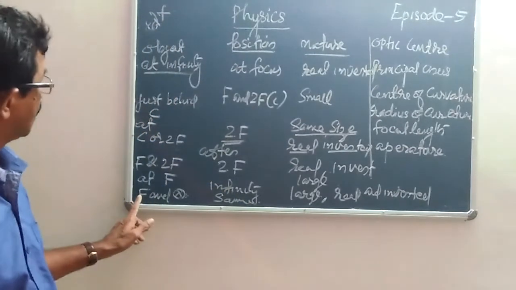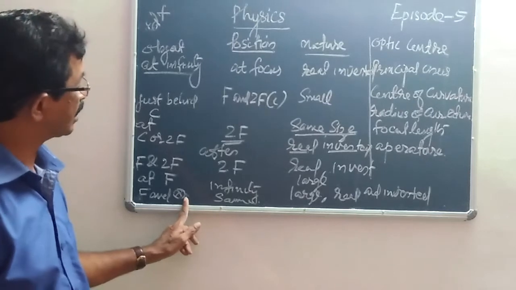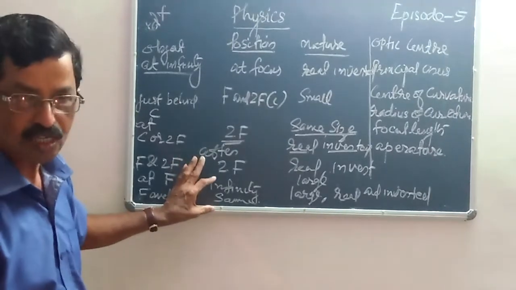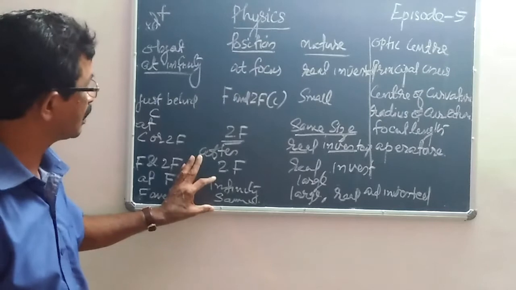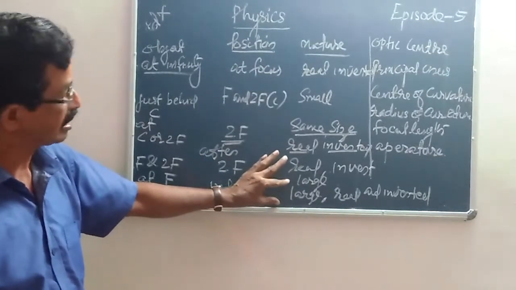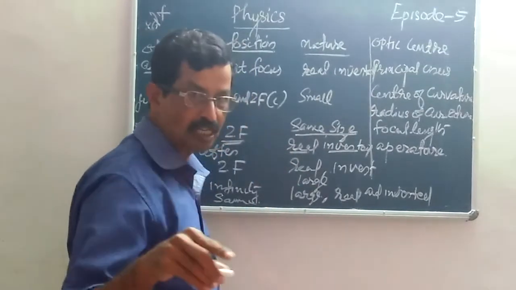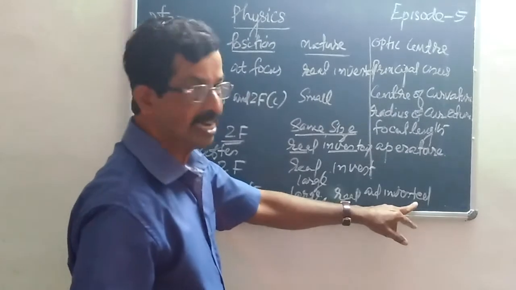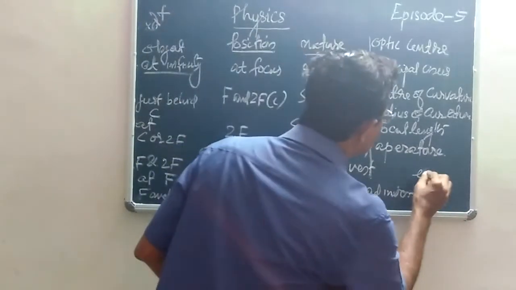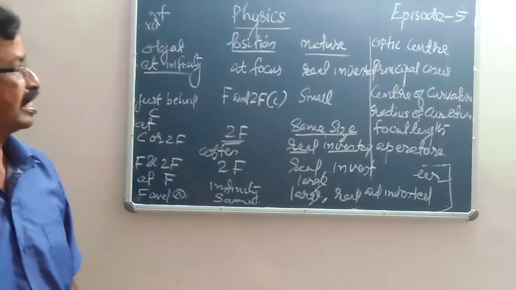Where do we place the object? Object placed in between F and O. Where do we get the image? We cannot get that image on the screen, but we can see it on the lens. Then the image properties: it is large, not real in that case, it is virtual and erect, not inverted. These are the properties of images formed by a convex lens.